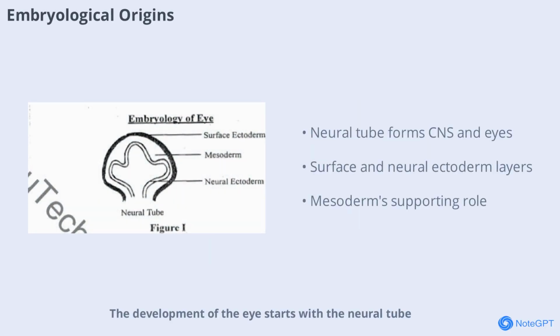Development of the eye starts with the neural tube, a structure that also forms the central nervous system. The outer layer of the neural tube is made up of surface ectoderm, while the inner layer is neural ectoderm. Between these layers lies the mesoderm. As the forebrain forms, neural ectoderm projects outward, creating optic vesicles. These vesicles, along with contributions from the mesoderm and surface ectoderm, give rise to the eyes. This intricate interplay of tissues sets the foundation for the complex anatomy of the eye.